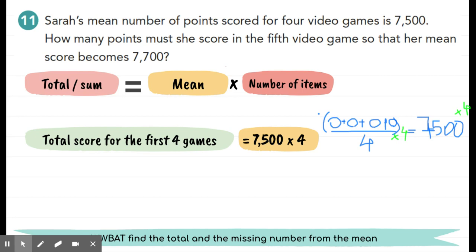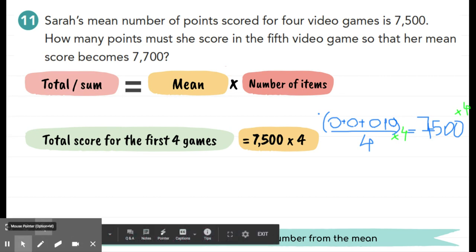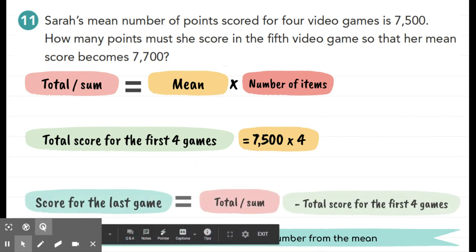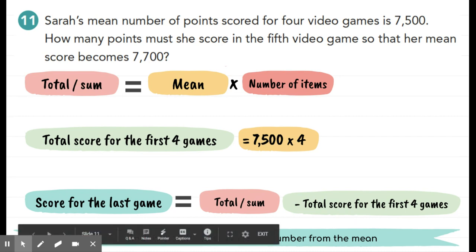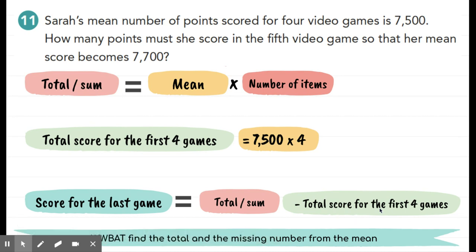Once you get the score of both, you can figure out the score for the last game by subtracting the total sum by the total score of the first 4 games. Again, I'm going to pause the video right here so you can finish this, and I'll see you in a moment.